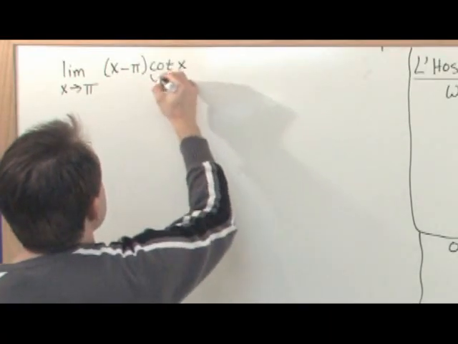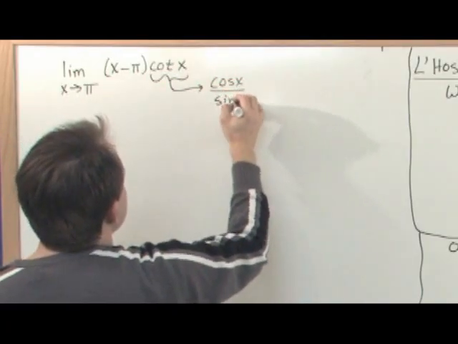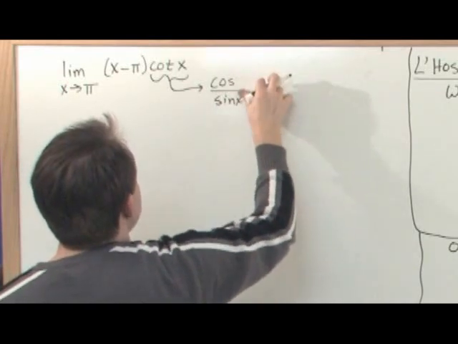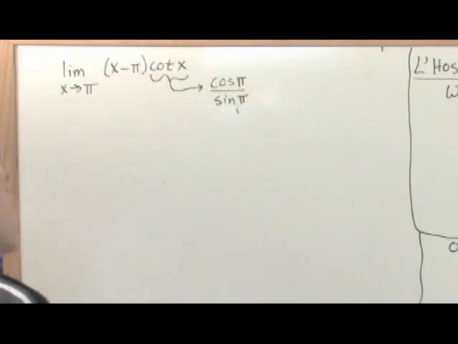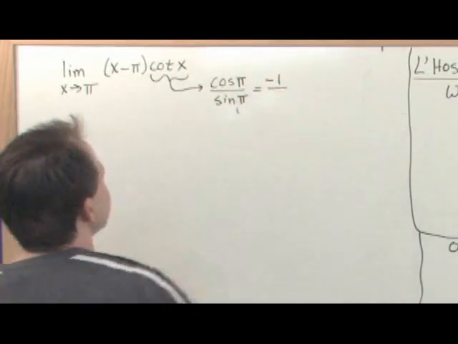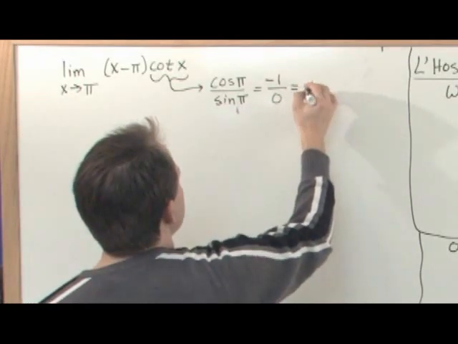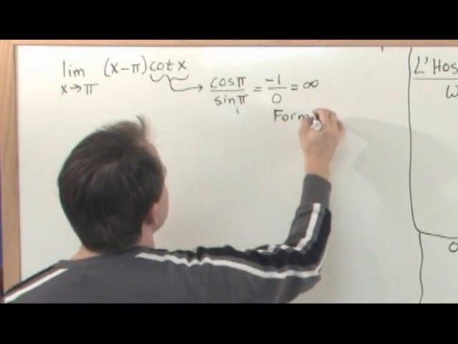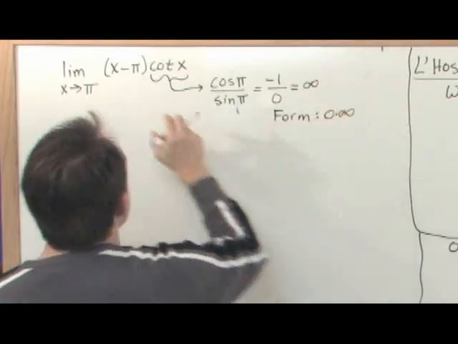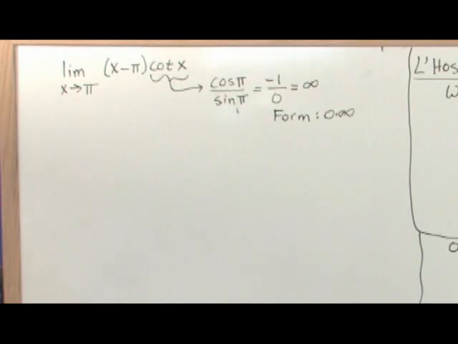Well, cotangent, if you remember, is simply cosine of x over the sine of x. And if you want to plug in pi here, you can just put cosine of pi over sine of pi, because we want to see what form it is. Cosine of pi is -1, I think you can convince yourself, and sine of pi is 0. So that's just going to be infinity. So the form is 0 times infinity, because pi minus pi is 0, and then this evaluated to infinity. So you can't use L'Hopital's rule straight out of the gate. You must do something to it.